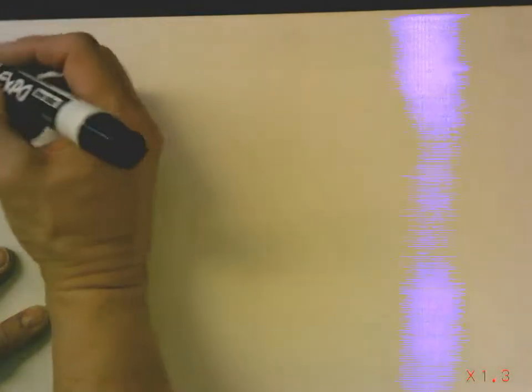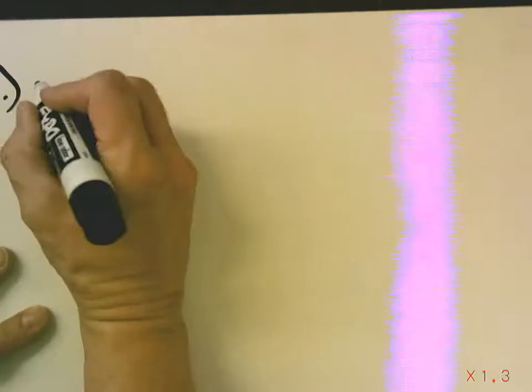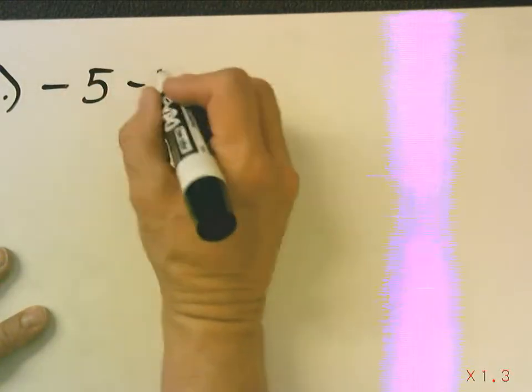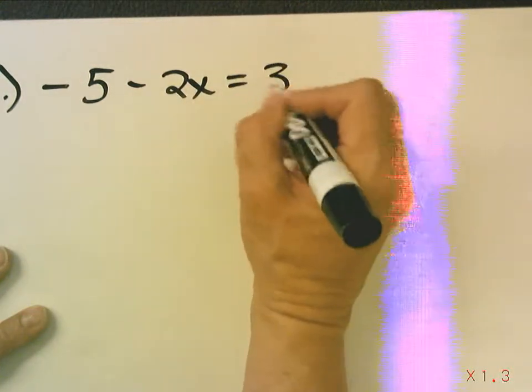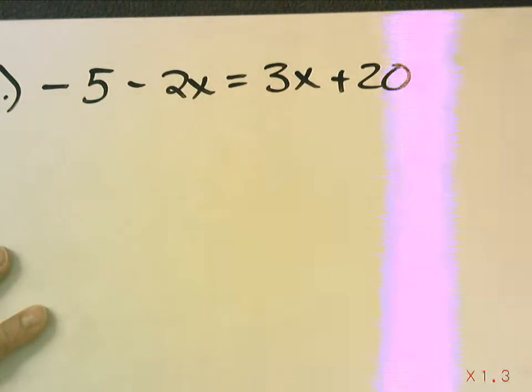So page 19 is a review for quiz 3C on 3.4. Okay, so for number 1, we have -5 minus 2x equals 3x plus 20.